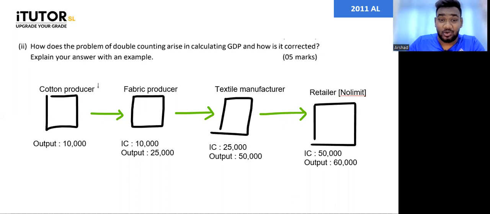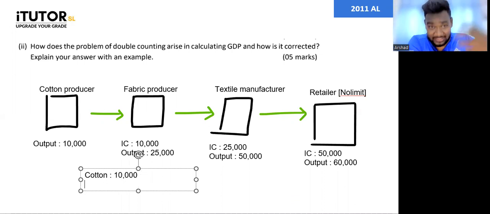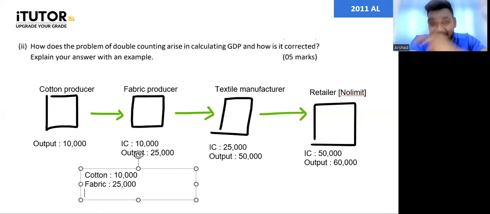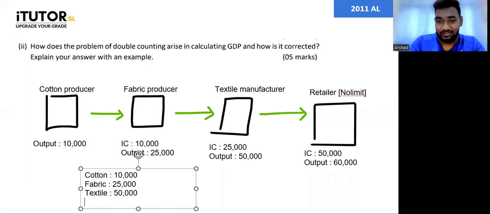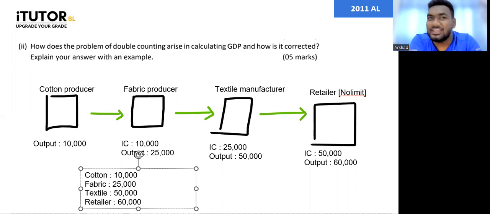Then the person goes to the fabric producer. The fabric producer says, sir, look here, I made an output of 25,000. So he has recorded that as well. Then this guy goes to the textile manufacturer, let's say someone like MAS or some garment factory. The textile manufacturer says, look here, my final output is 50,000. Fine. Then he goes to the retailer, the final guy. The retailer says, sir, my output is 60,000. So now the person who is calculating GDP, let's say a government official, has gone and got the goods produced by each of these people.